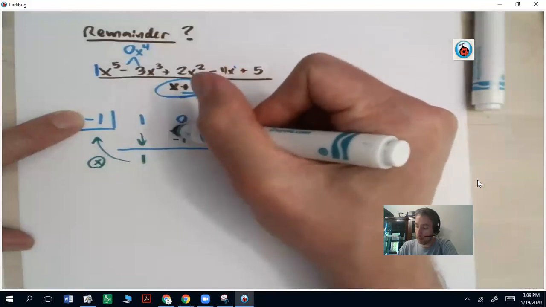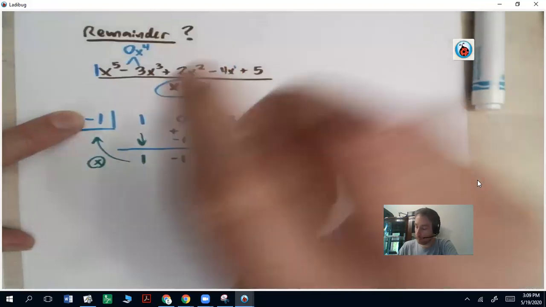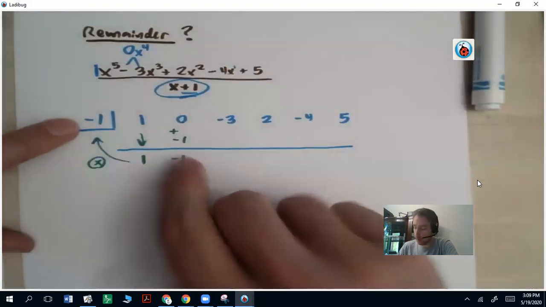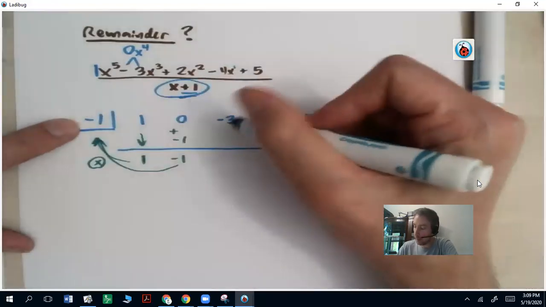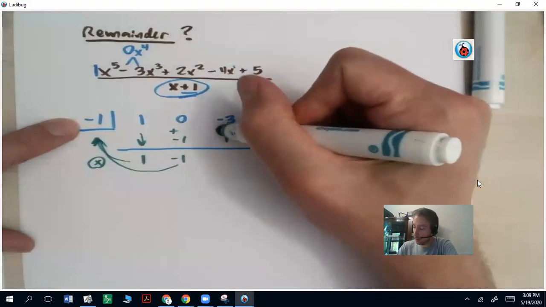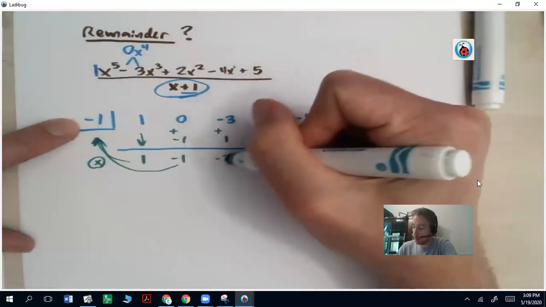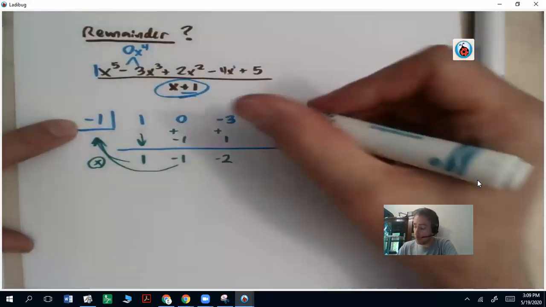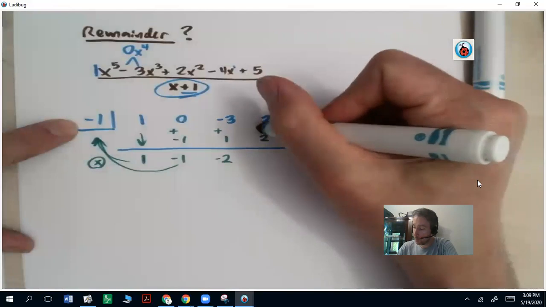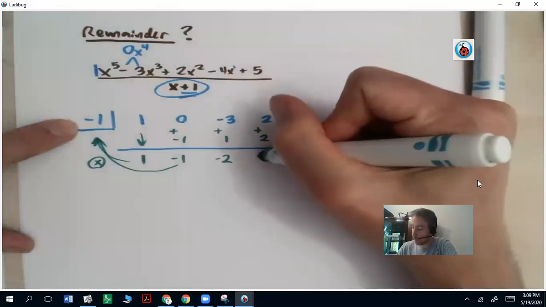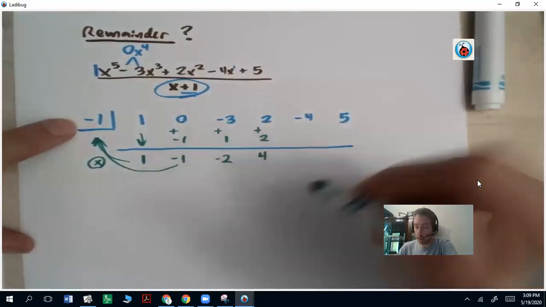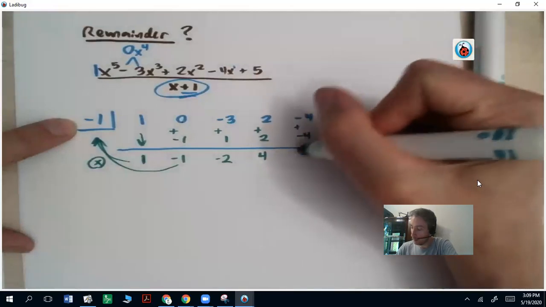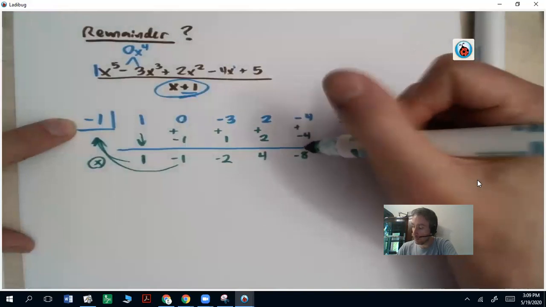Add down, 0 plus -1 is -1. Again, multiply the -1 times the number out here, so -1 times -1 is +1. -3 plus 1 is -2. -2 times -1 is +2. 2 plus 2 is 4. 4 times -1 is -4. -4 plus -4 is -8.